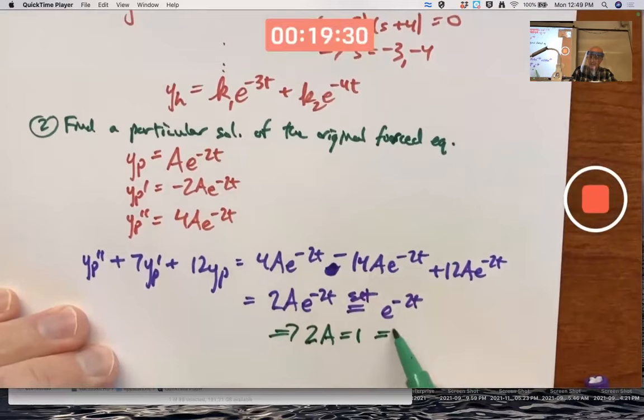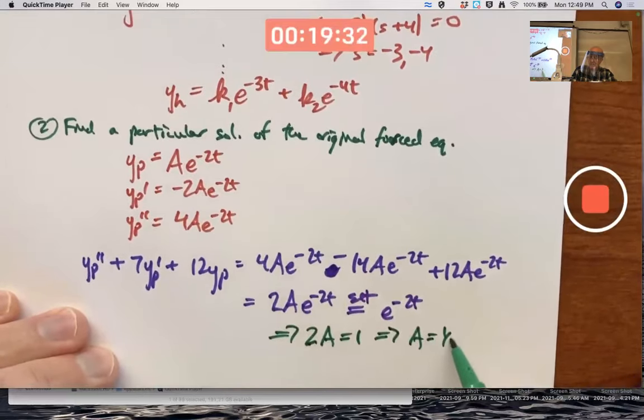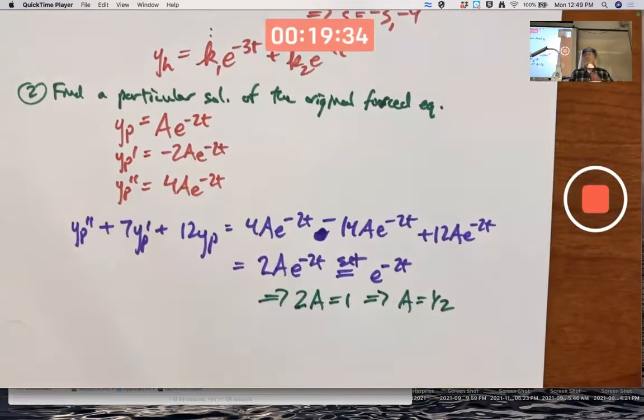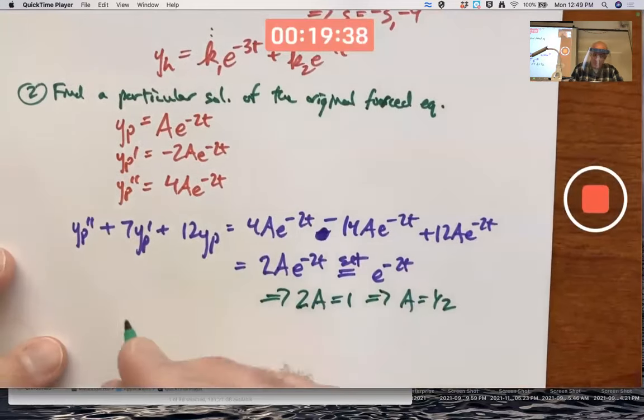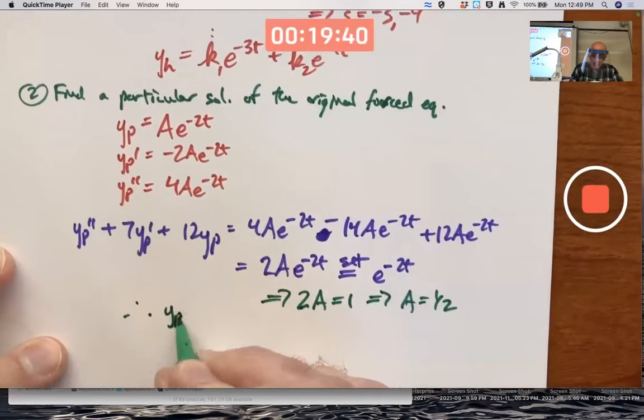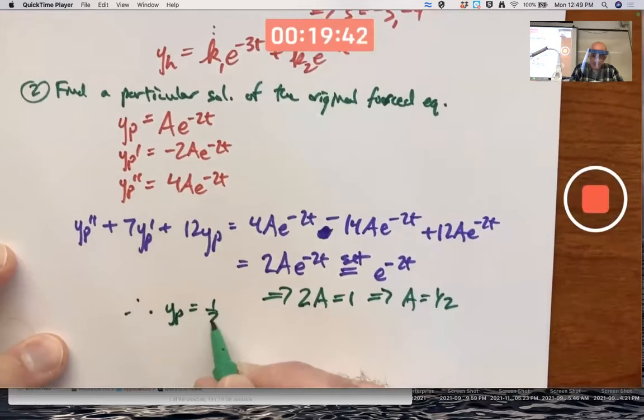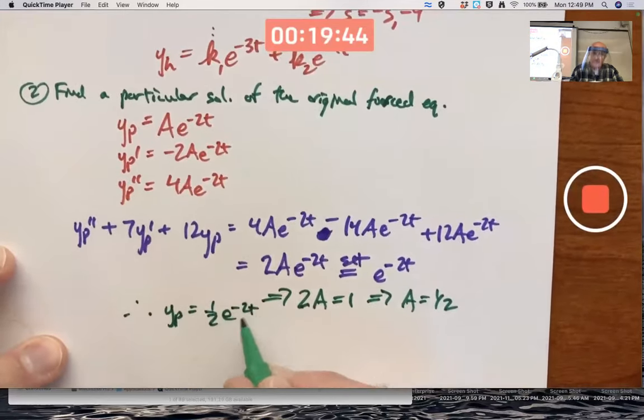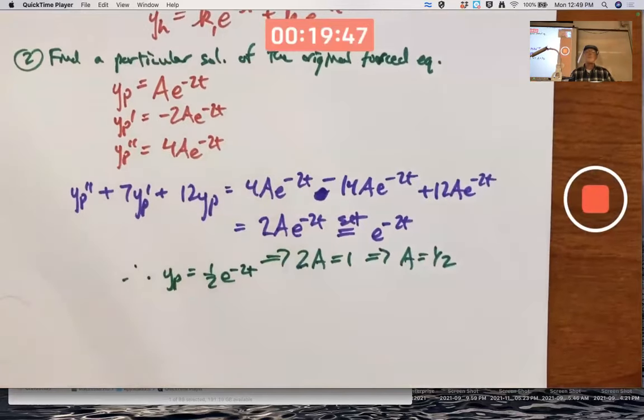2a equals 1, so a is 1/2. Therefore, yp is 1/2 e to the negative 2t. Last step is to write down your general solution of the original forced equation.